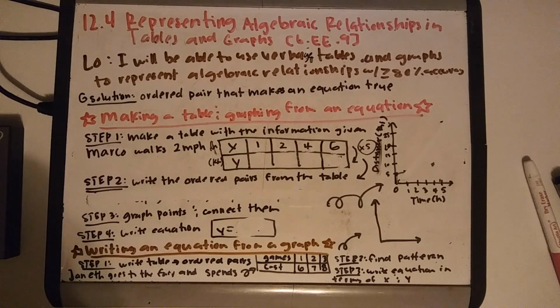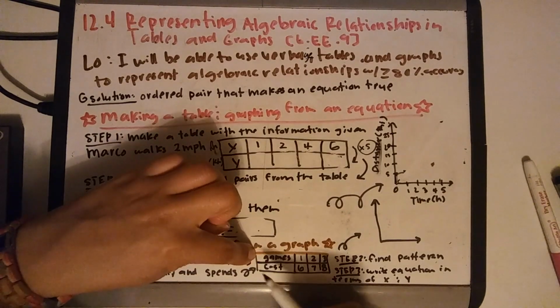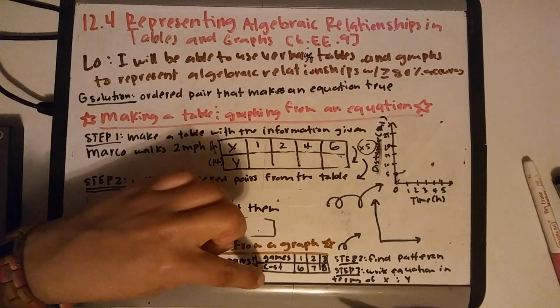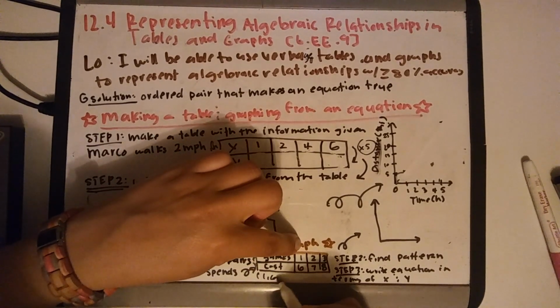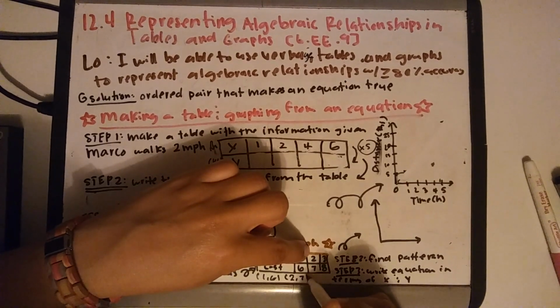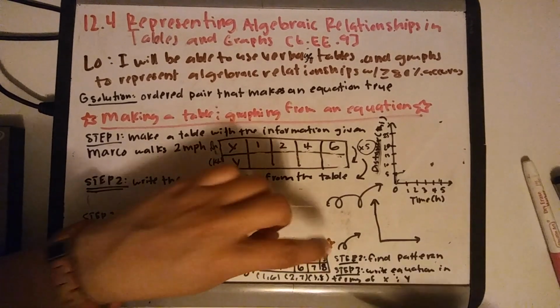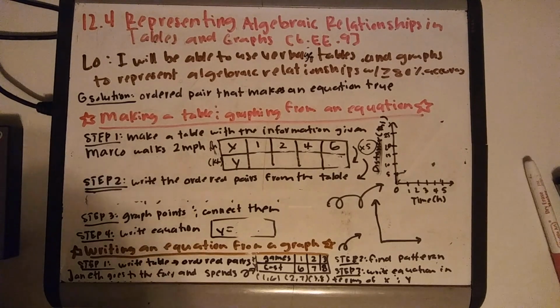So the first thing we're going to do is we already have the table. Now we're going to write our pairs. My games is going to be my x, and the cost is going to be the y, because the cost is going to depend on how many games she plays. So 1 game, she spends $6. 2 games, $7, and 3 games, $8. Okay, and so we're going to find the pattern.